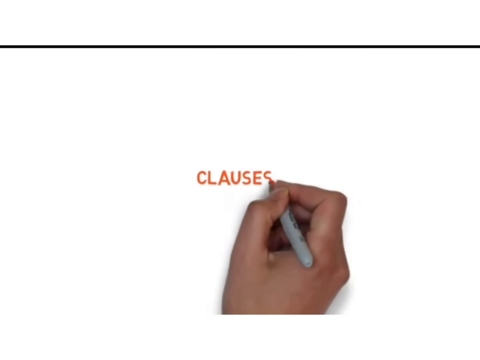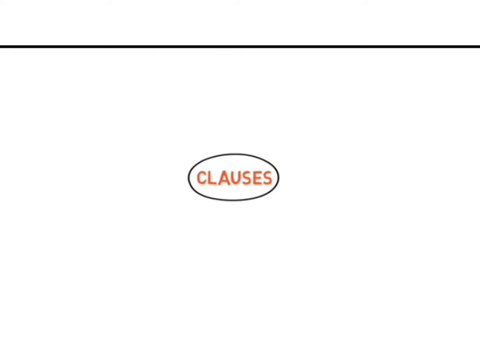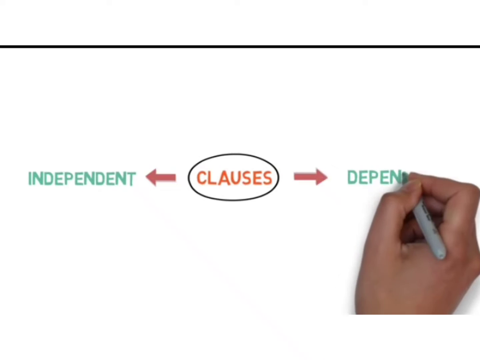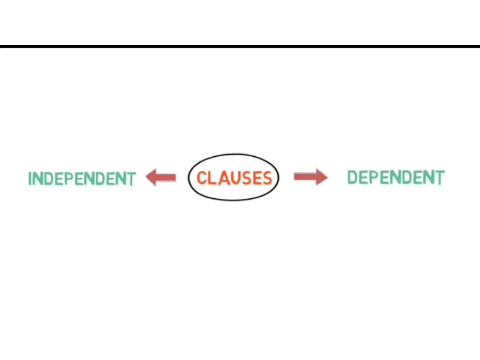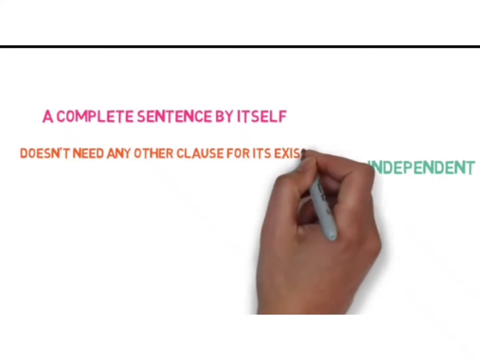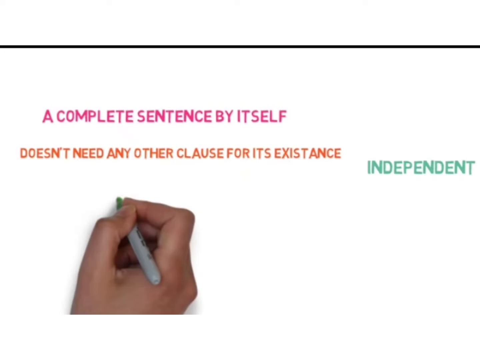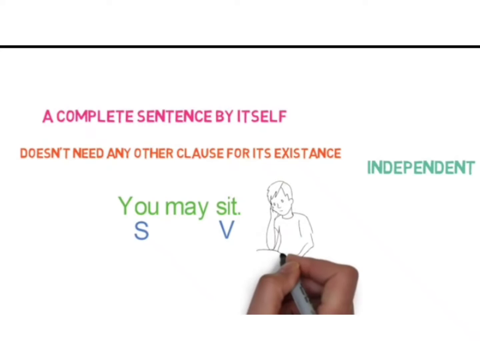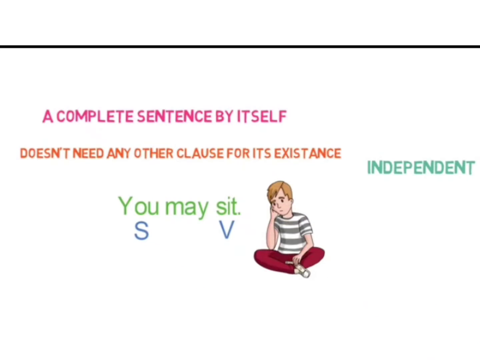Now, clauses are divided into two parts according to their uses. It may be an independent clause or a dependent clause. An independent clause is actually a complete sentence by itself. It doesn't need any other clause for its existence. For example, you may sit. Here, you is the subject and sit is a verb. So, this sentence has a complete meaning by itself. So, it is an independent clause.